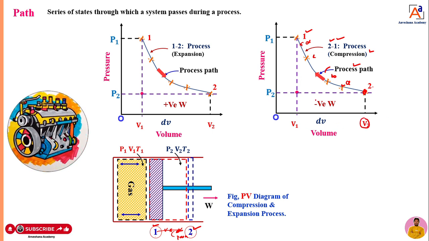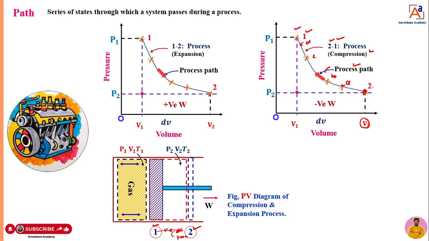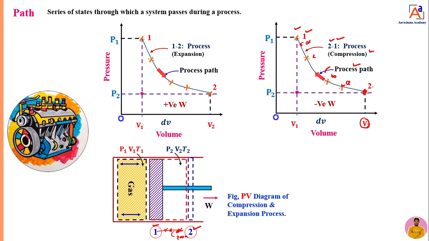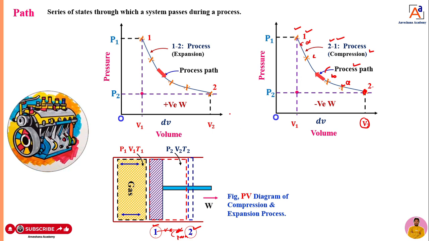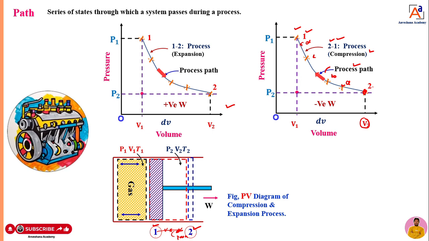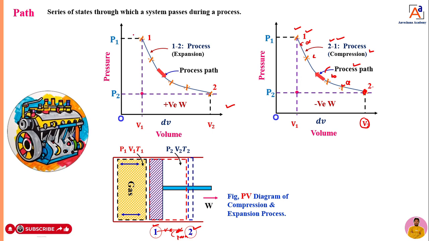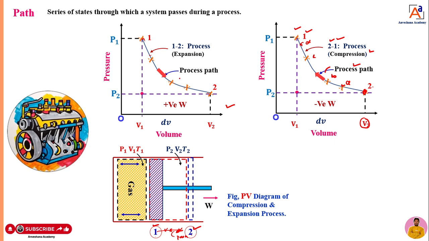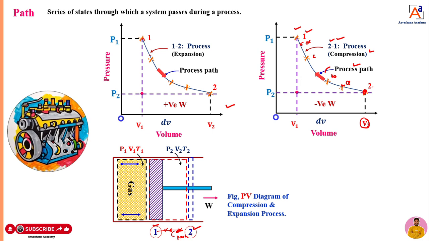Volume decreases, whereas pressure increases. That means pressure and volume are going to vary in the expansion and compression process. Dear students, if you want to define this thermodynamic path, you can take this example and explain. This is about the thermodynamic path. What is the path? A series of states through which a system undergoes a process is known as a thermodynamic path.